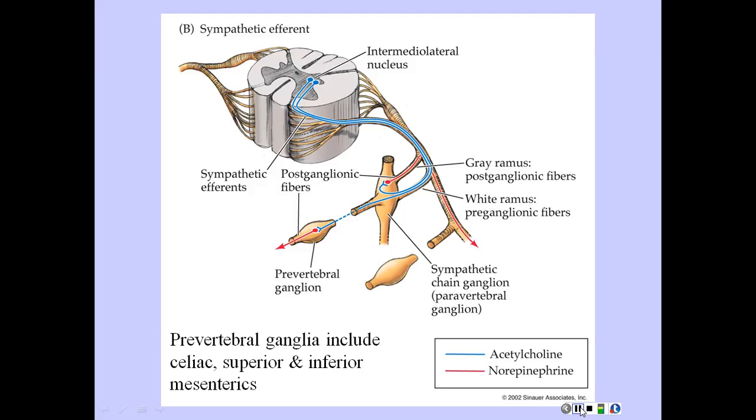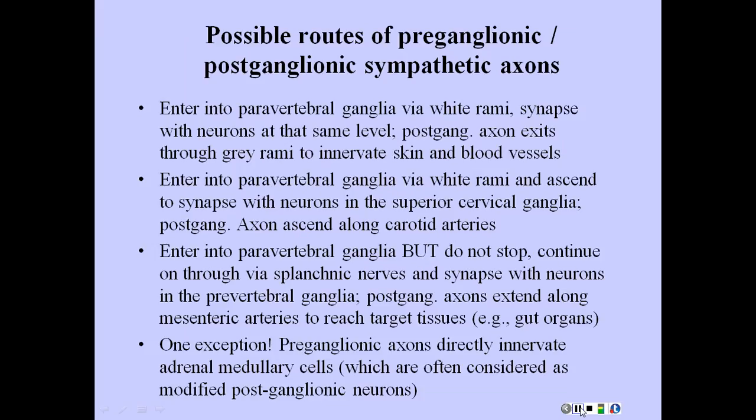And the last one I have there is sort of this exception to all of the rules, which is the fact that the preganglionic sympathetic neurons actually directly innervate adrenal medullary cells, which are considered to be modified postganglionic neurons.